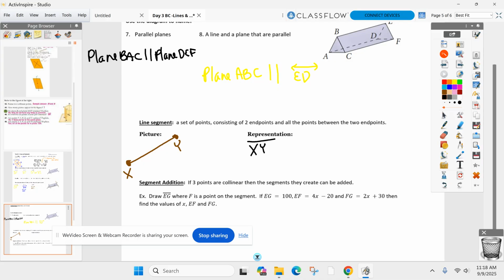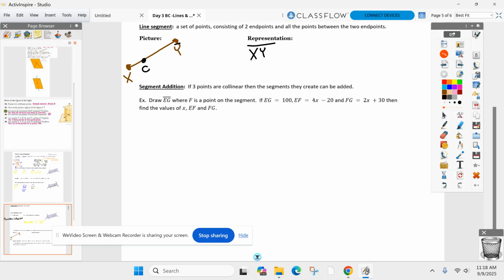The one thing I'm concerned about is, don't do this. Let's say I put a random C there. You cannot call this line segment XC. That's a different line segment. If you want the full one, it's called XY. If you give me XC, that's a different line segment. Okay, kids? All right, now let's have a little fun here.